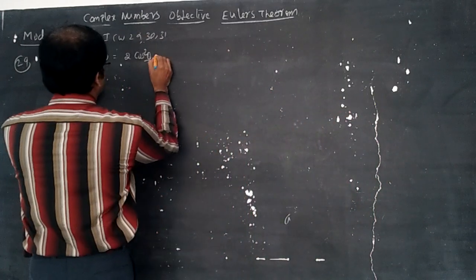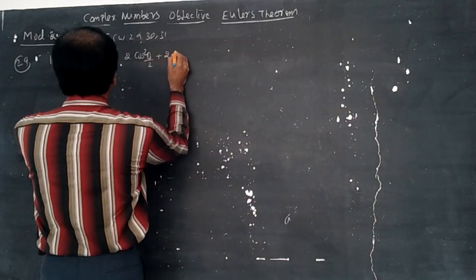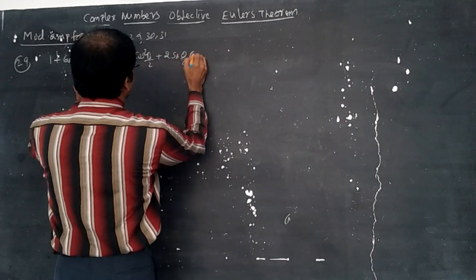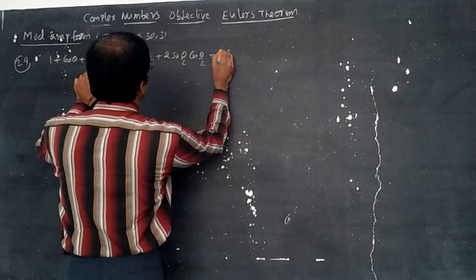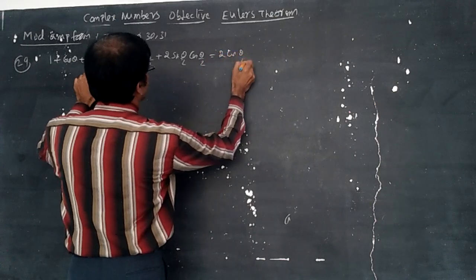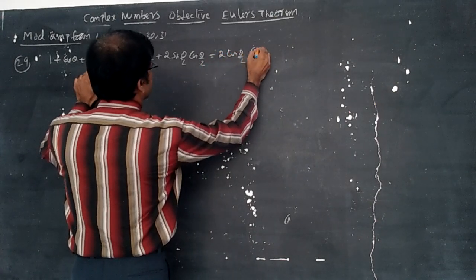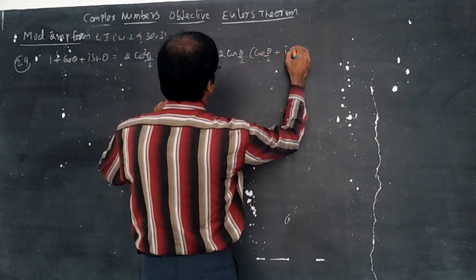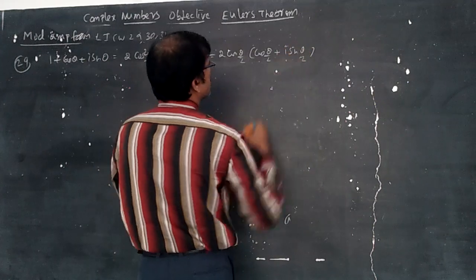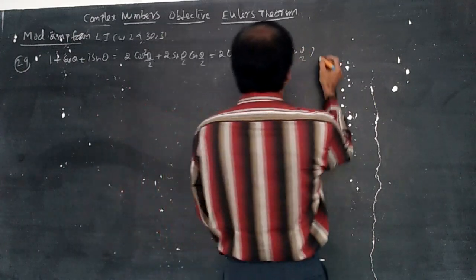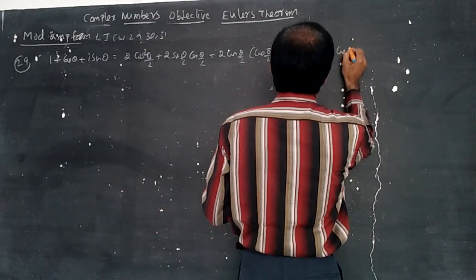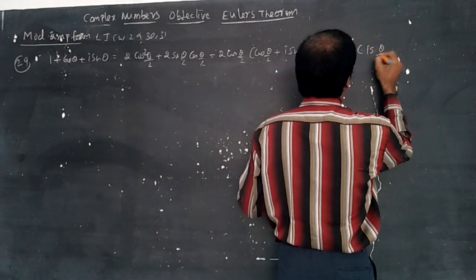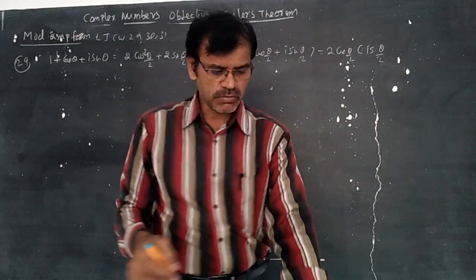1 plus cos theta is 2 cos square theta by 2 according to the submultiple angle theory. And sin theta formula here is 2 sin theta by 2 into cos theta by 2. Take common 2 cos theta by 2. So you can write here cos theta by 2 plus i sin theta by 2. That's all. This is the modulus amplitude form. You can write this one as 2 cos theta by 2 into cis theta by 2.